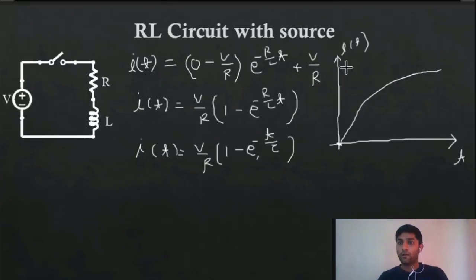You will get a graph like this. So this is the value V by R. This is the final current and this is the maximum current this circuit can achieve. And this is your V by R. So we got the current in this format. Similarly, if we have the current, we can also get the voltage.